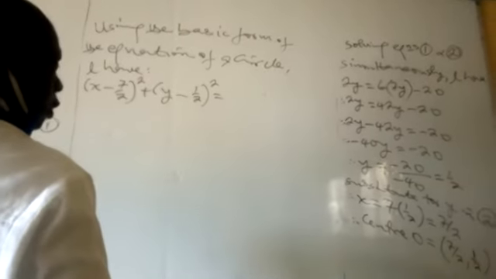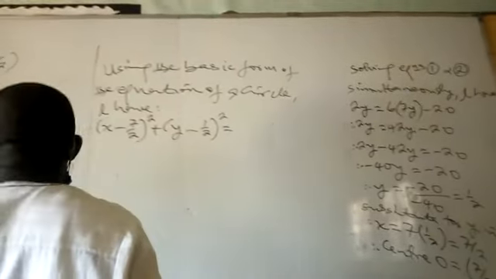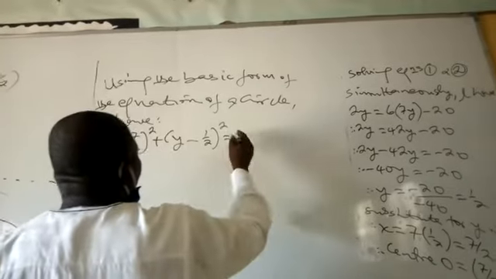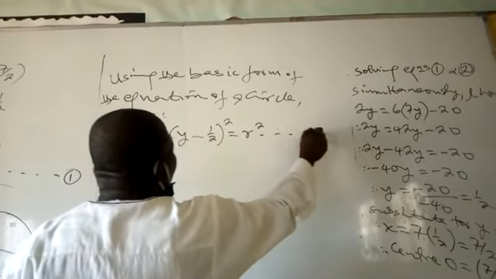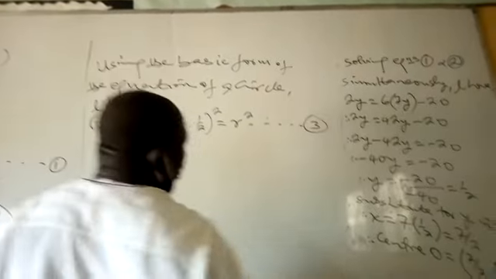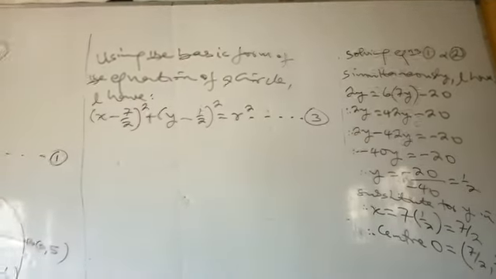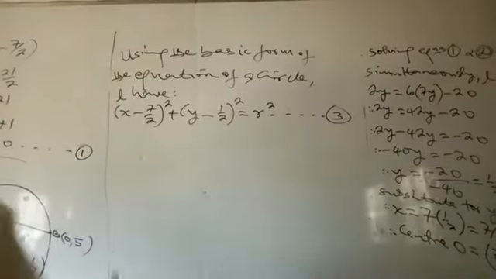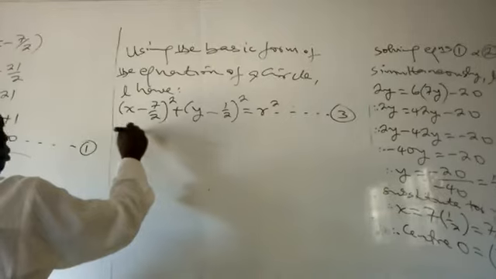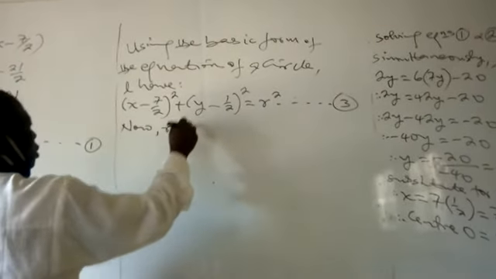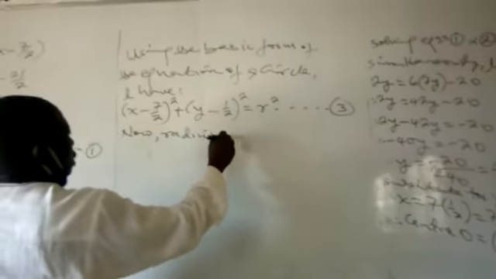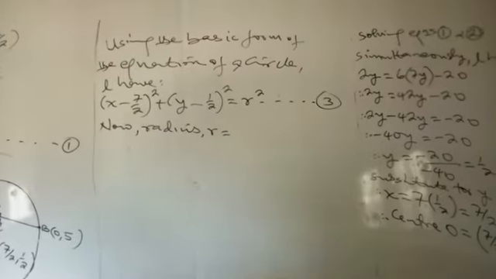Have I found the radius? I have not found the radius. Okay, it's equal to r square. Let me call this one equation 3 for reference. Since I've not found the radius on that, I can now find the radius. Radius r is equal to OA.